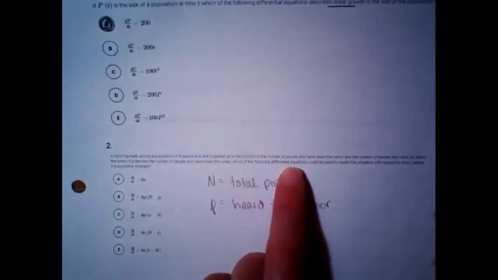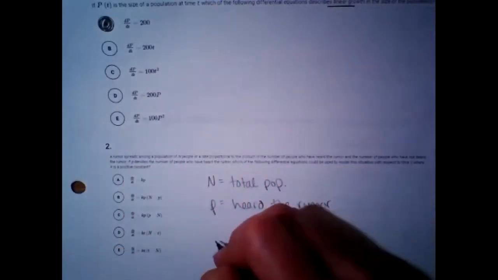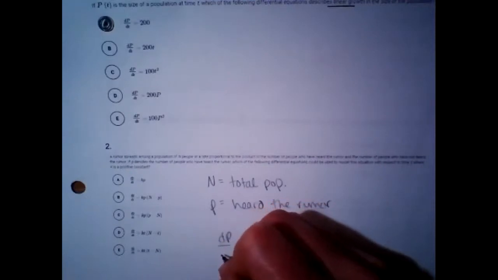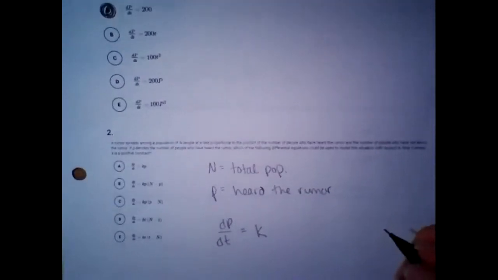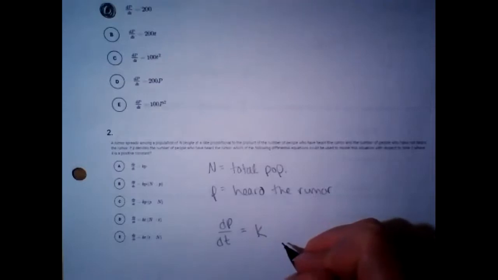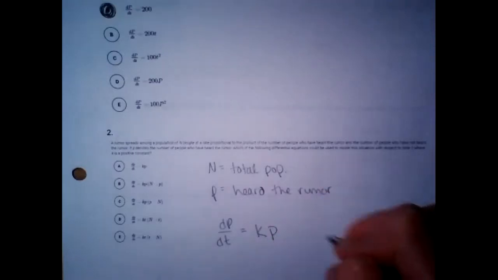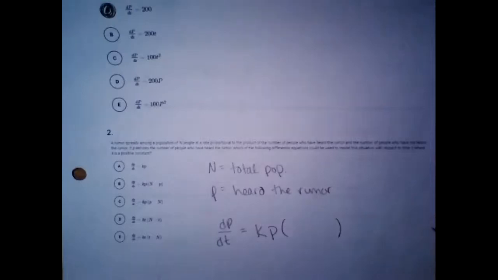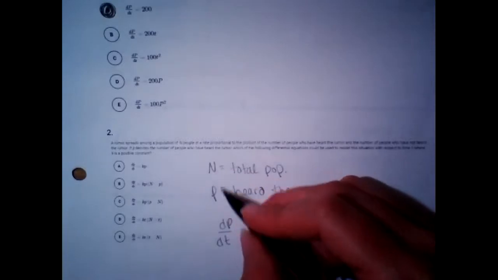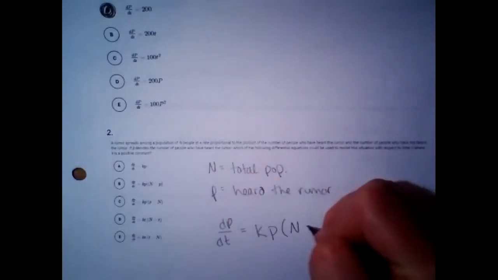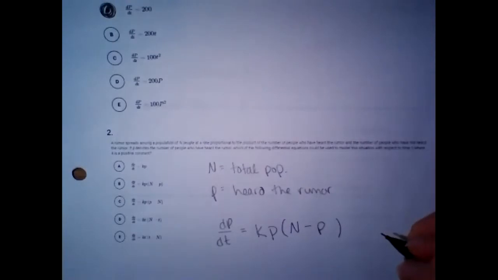Which of the following differential equations could be used to model the situation? Okay, so we're going to have dP/dt equals, and then k is your constant out front to show that it's directly proportional. And then we want the number of people who have heard the rumor, so that would be P, times the number of people who haven't heard it. Now they didn't give us a variable for that, but if n is the total number of people and P is the people who have heard it, if you subtract those, that's going to give you the people that haven't heard it. And so that one is B.